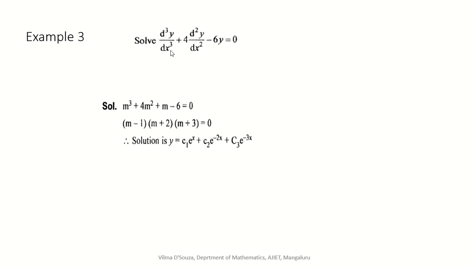What is the auxiliary equation? Next problem is solve d³y/dx³ + 4 d²y/dx² - 6y = 0. Write down the auxiliary equation: m³ + 4m² - 6 = 0.